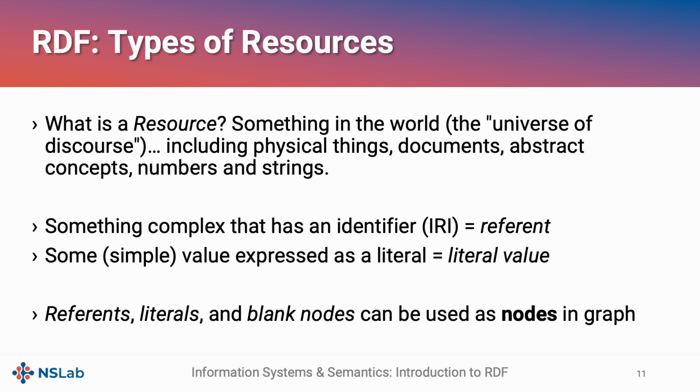So previously on some slides we saw some graphs. For example, Eve, meat. We have also the node for woman. And these nodes can be references, these nodes can be literals, and those can be also blank nodes. That is something that we will go through later on.